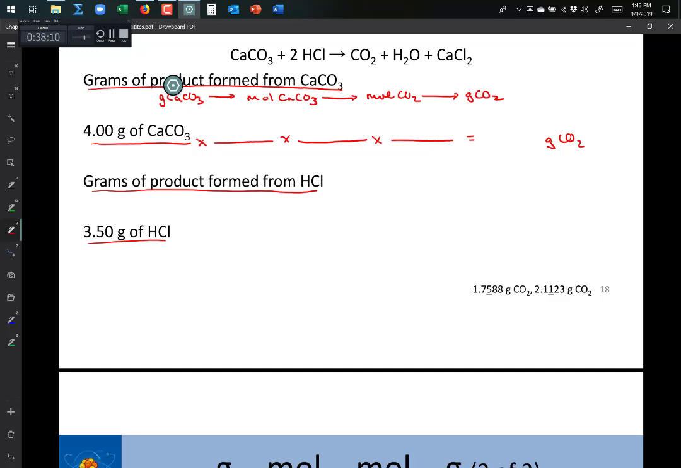So here, first thing you want to do is, you see I wrote out grams and moles. It's that same pattern here. There's grams. I want to get the moles. This is your mole. Grams for the bottom. Then the next thing that we do is look at the mole ratio, which is 1 mole CO2 for every 1 mole of calcium carbonate. And then you'll convert that into grams using the molar mass.